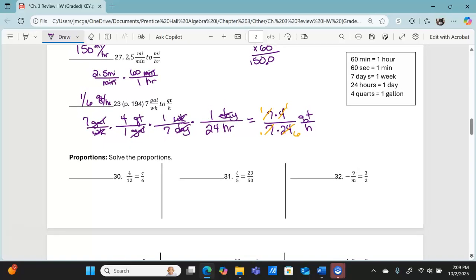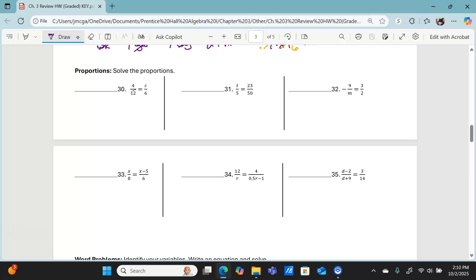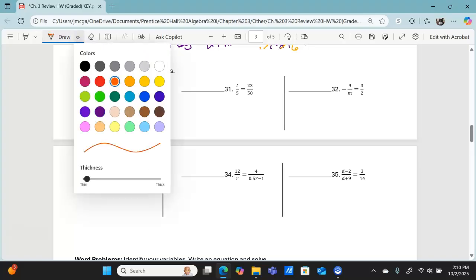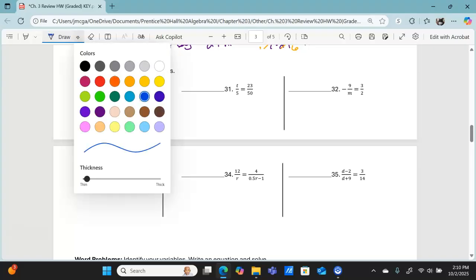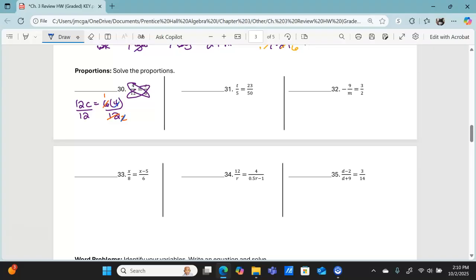Okay, to solve our proportions, we're going to cross multiply. So C times 12, so 12C equals 6 times 4. I can see that if I divide both sides by 12, I can do some fraction reducing. So I'm going to do that. 6 will go into 12 2 times, and then 2 will go into 4 2 times. And so I end up with 2. If you didn't see that, you did 6 times 4 is 24, and then 24 divided by 12 is 2. You would get to the same thing.